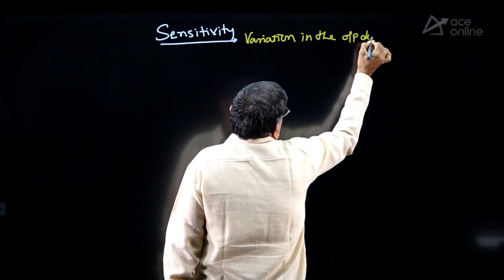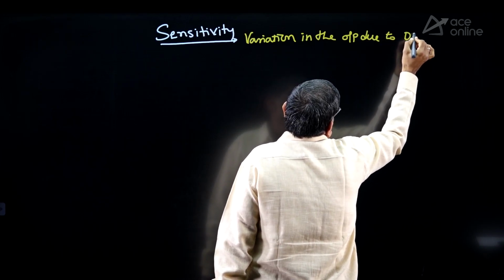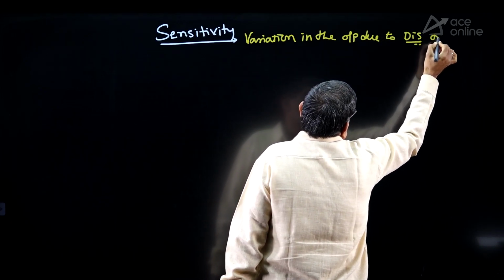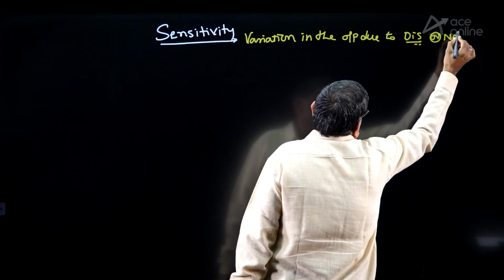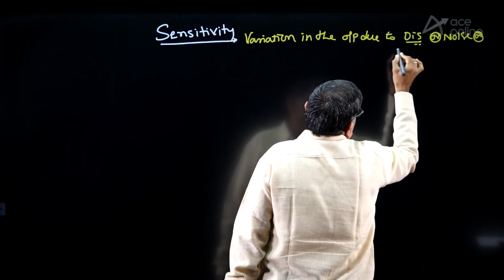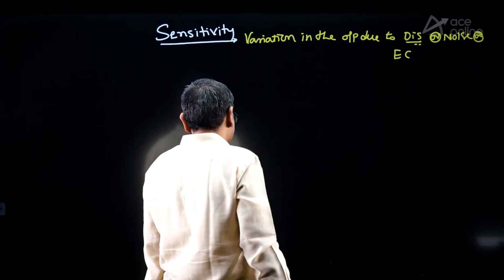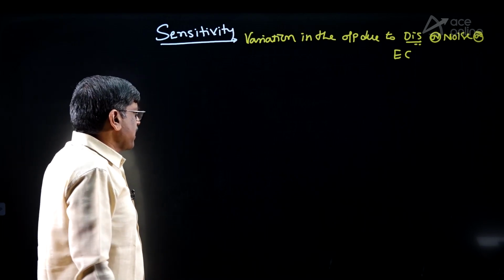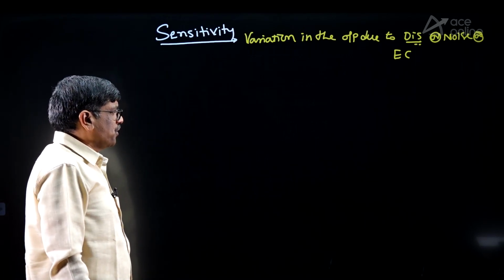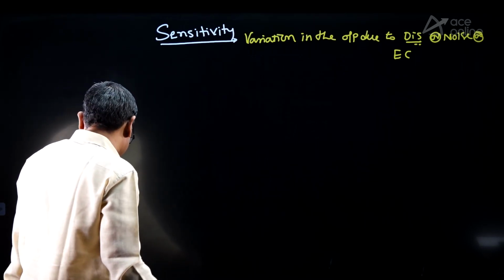Due to disturbance, or noise, or environmental conditions. Yes or no? So, it gives the deviation or variation in the output due to disturbance, noise or environmental conditions.